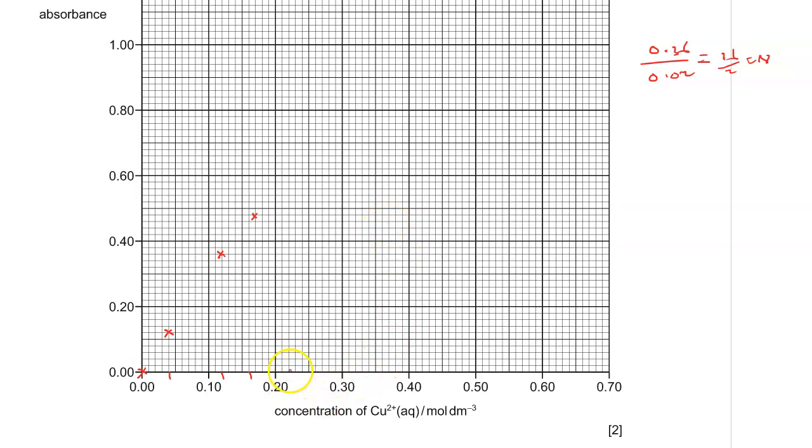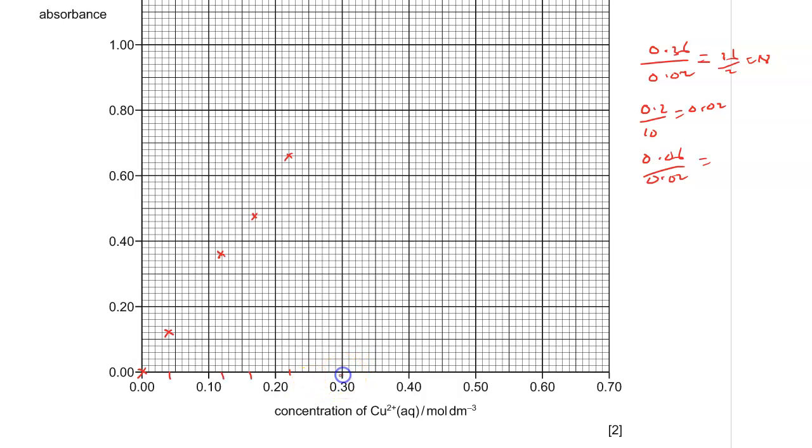0.22 is right there. This corresponds to 0.66. This is 0.2. 0.2 divided by 10 gives us 0.02. So 0.06 divided by 0.02 is 3. So 3 from there is there. 0.66.